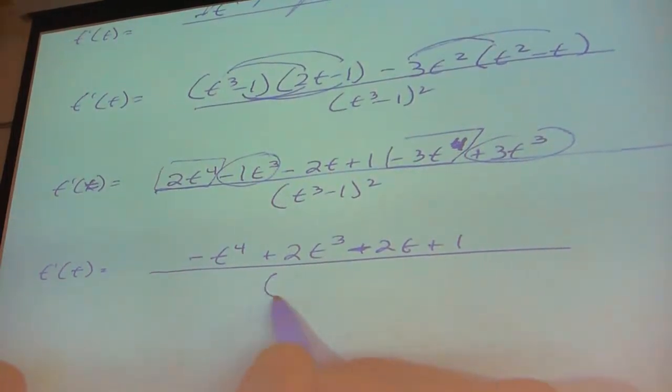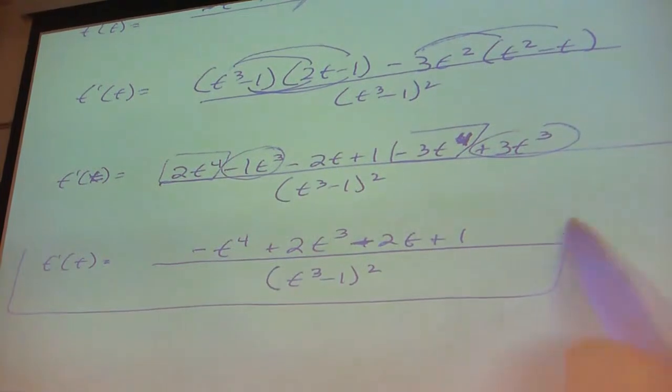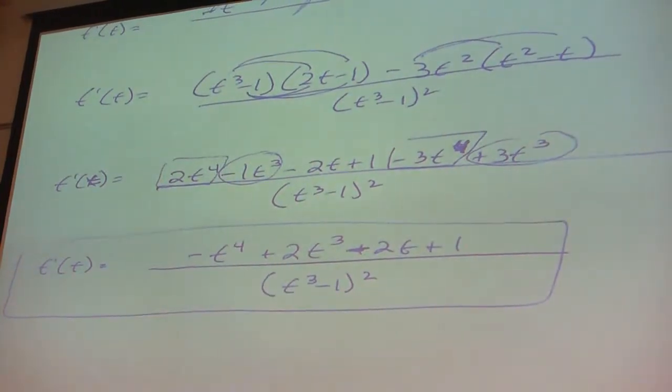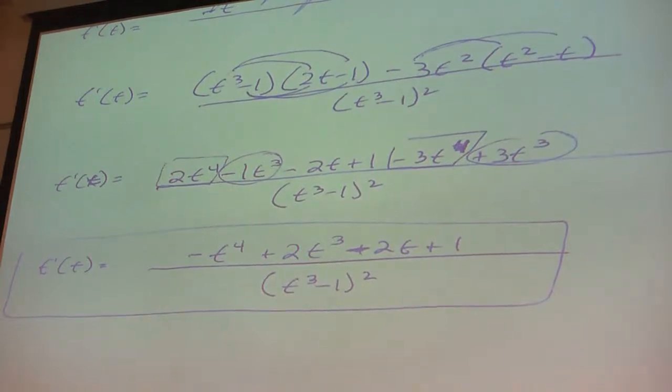All over t to the 3rd minus 1 squared. Now, as you're writing this down, this is going to be the hard part. Is your issue quotient rule, following the formula? Is your issue derivative, or is your issue algebra? There's 3 things going on.